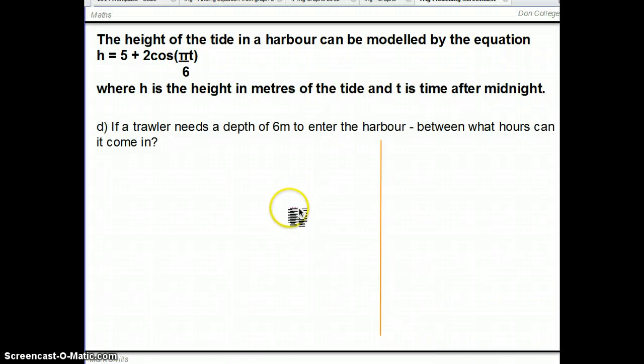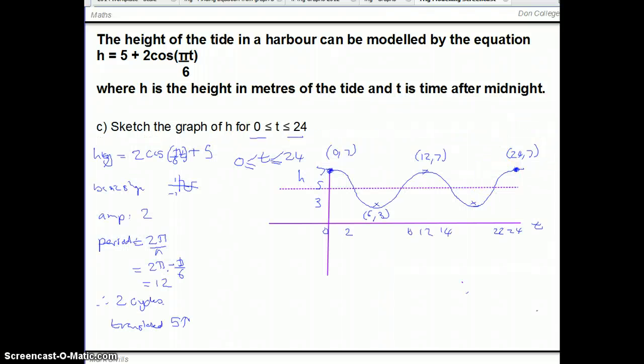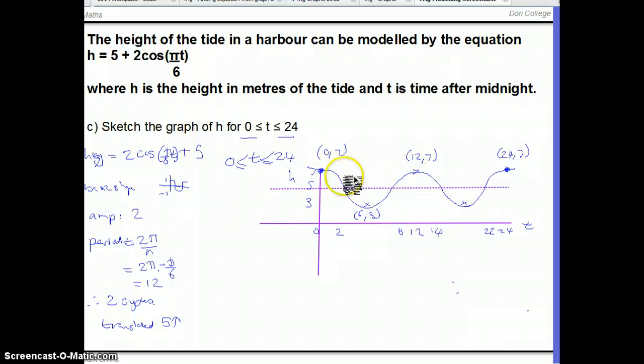Okay, so the height of the tide in the harbour can be modelled by that equation. If the trawler needs a depth of 6 metres to enter the harbour, between what hours can it come in? So if we have a look back to our graph that we just drew there, at 6 metres, if I draw a line through 6 metres, that's a little bit high, I'll just put it down there. There we go, that gives us an idea of what we're trying to find.